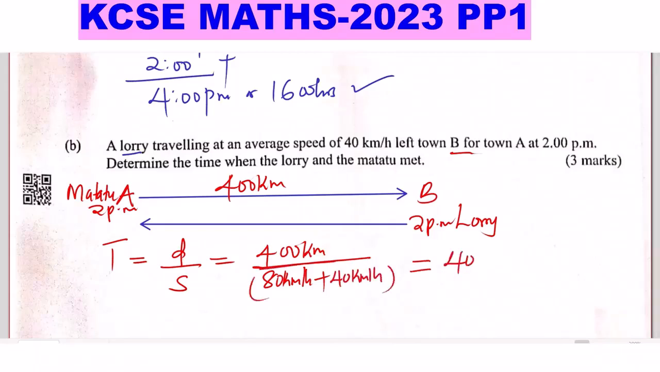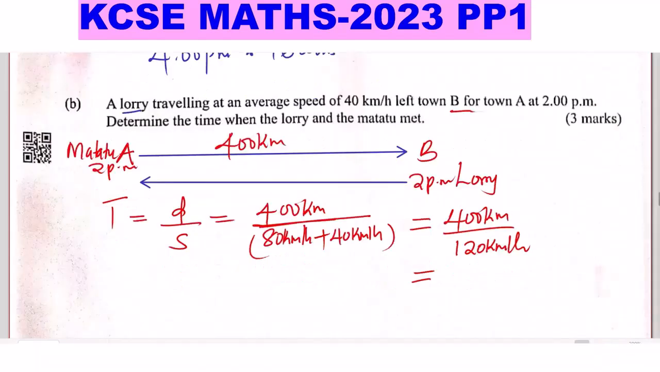So this will give 400 kilometers divided by 120 kilometers per hour. That is 80 plus 40. And when you work it out, this will give 40 divided by 12. This will give 3 1/3 hours, or simply 3 hours and 1/3 of an hour is 20 minutes. So that is the time taken for them to meet.